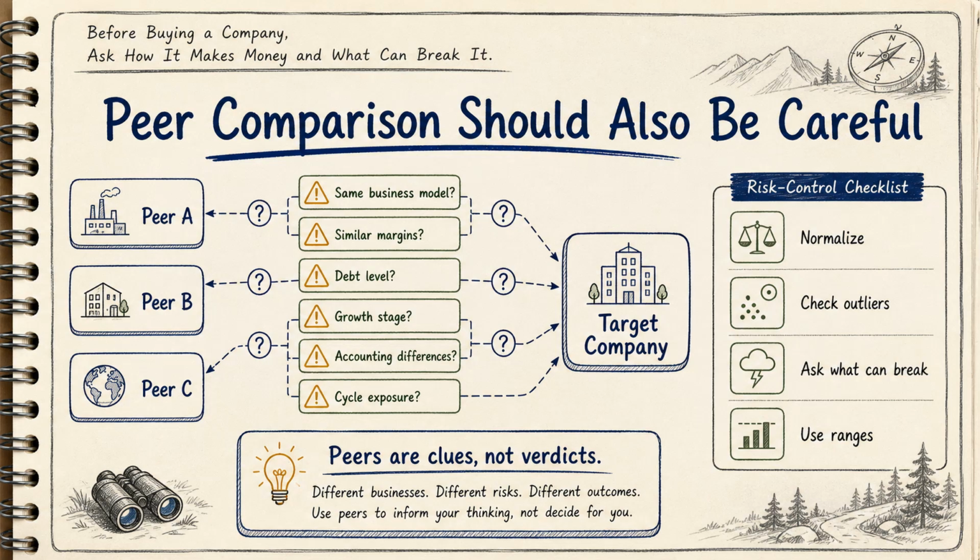Peer comparison should also be careful. Two companies in the same industry can have very different revenue quality, customer concentration, cost flexibility, balance sheet risk, and cash conversion. Do not compare only price to earnings ratios or revenue growth. Compare margin stability, working capital, customer concentration, capital needs, and failure triggers.